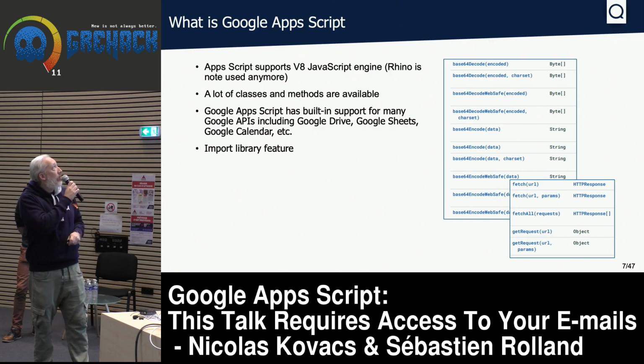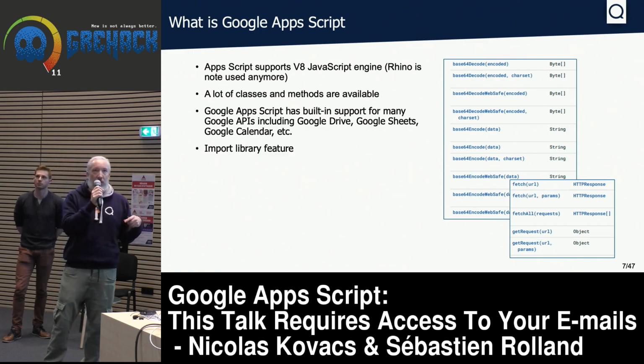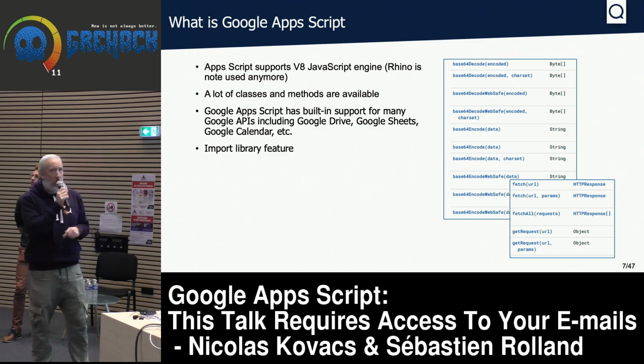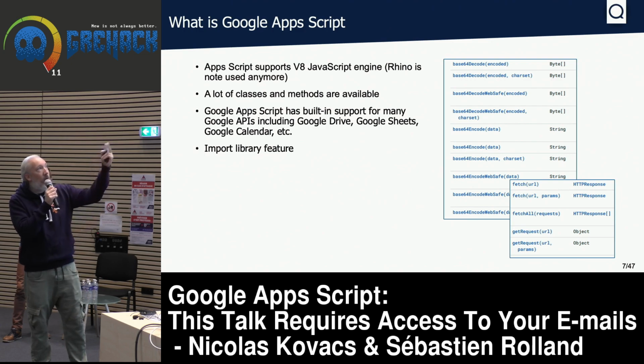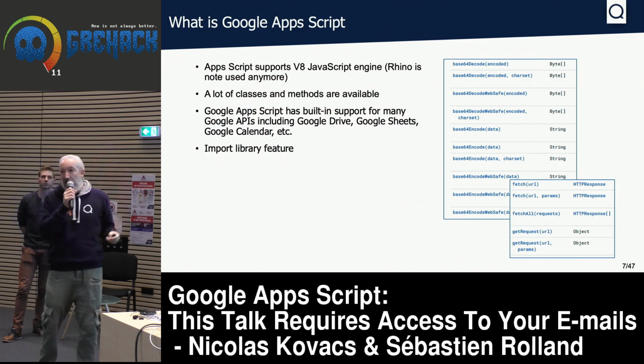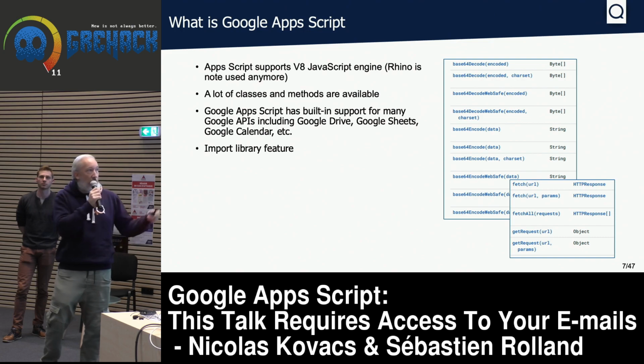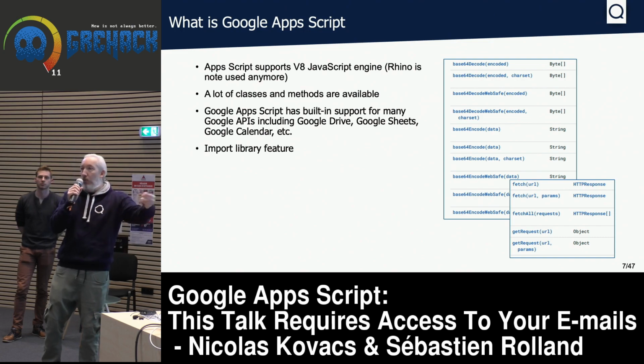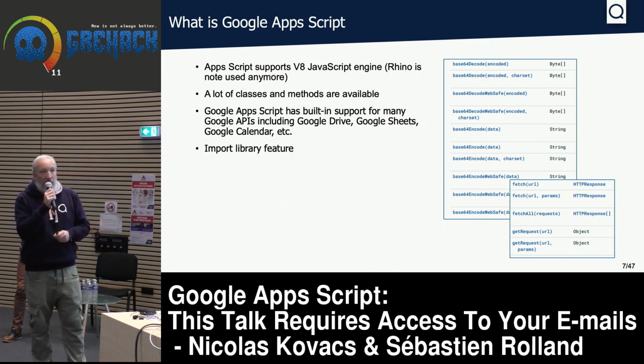It's based on the V8 JavaScript engine. Before, it was the Rhino engine, but I think actually now it's just V8. There are a lot of classes and methods that are available. For example, you can use base64 encode, base64 decode. You can use fetch URL to make a request on the web, etc.